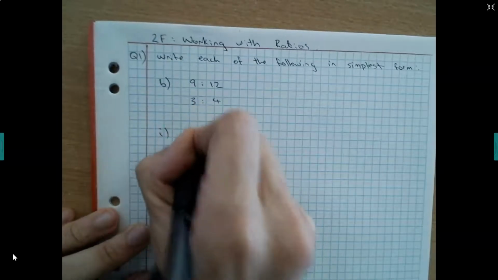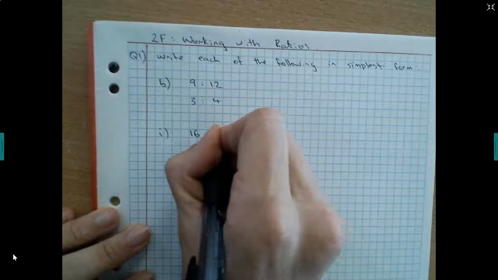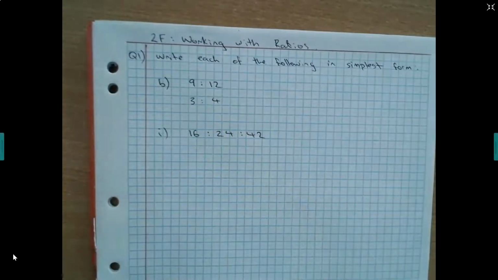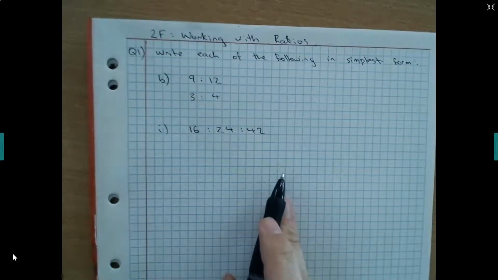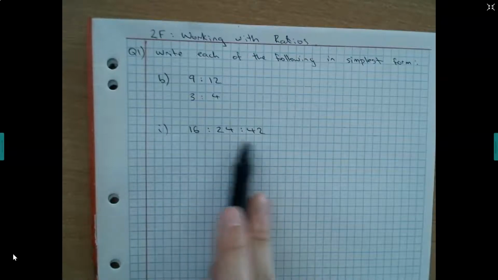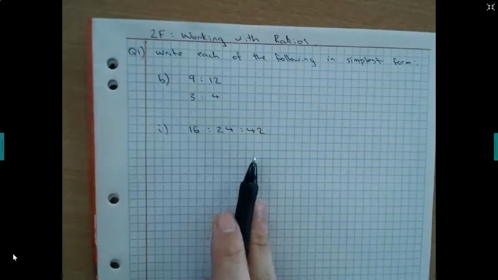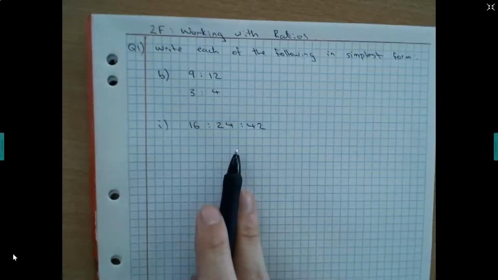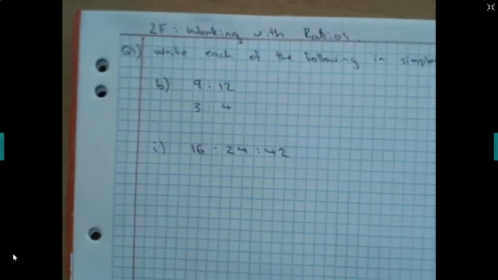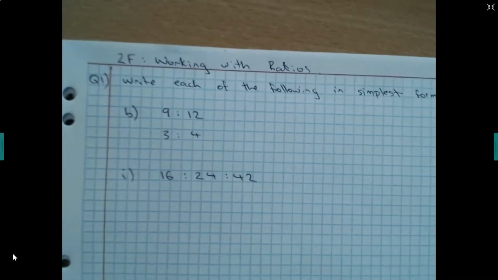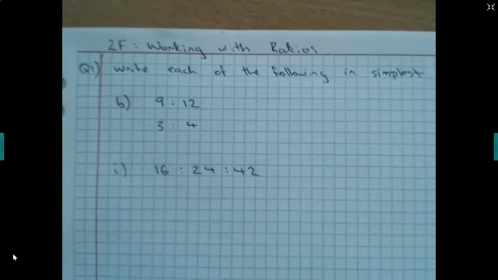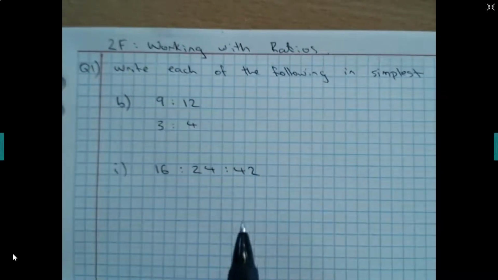So if we had one like this, and I had 16 to 24 to 42. So same type of thing. We're looking for a common factor between the three numbers here. So can anyone see a common factor here? 8? Yeah? Alright, let's start with 2, and if you're not sure, you can always simplify further.